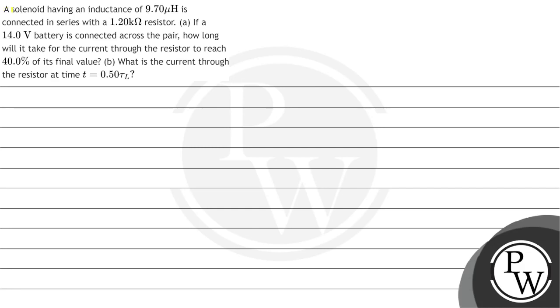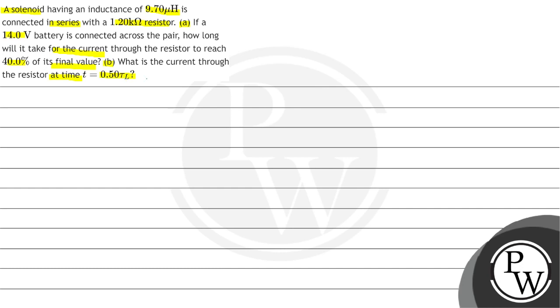The question says a solenoid having an inductance of 9.70 microhenry is connected in series with a 1.20 kilo ohm resistor. A: If a 14 volt battery is connected across the pair, how long will it take for the current through the resistor to reach 40% of its final value? B: What is the current through the resistor at time t equal to 0.50 tau L?